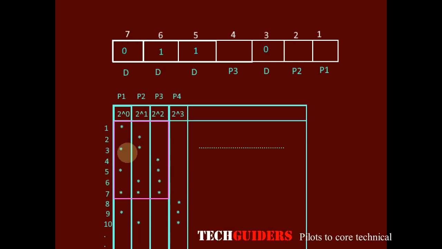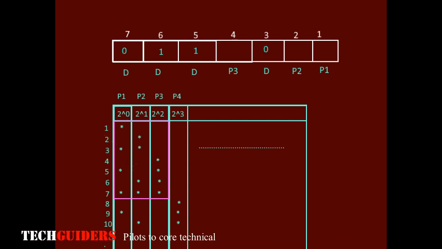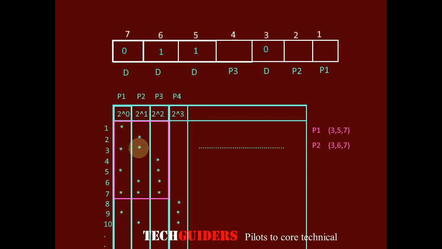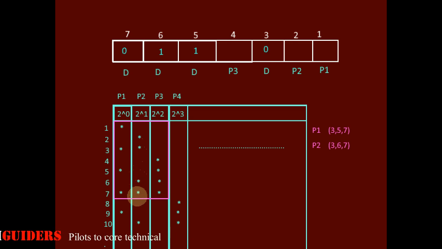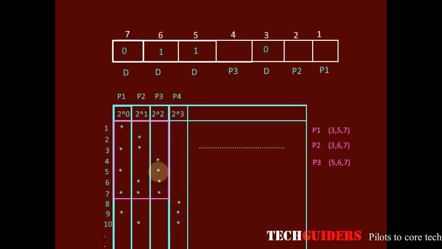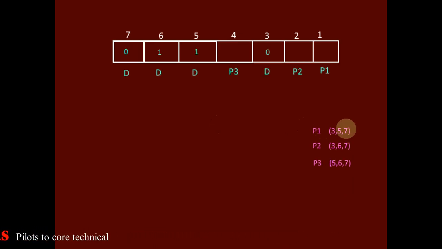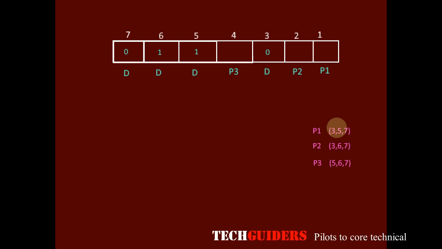So here we have only 7 bit positions, so we can see the parity bit at the position 1 will take care of bit positions 3, 5 and 7. And the parity P2 at the position 2 power 1 will take care of the bit positions 3, 6 and 7. And the parity P3 at the position 2 power 2, which is 4, will take care of the bit positions 5, 6 and 7. Now each parity bit will take care of their corresponding collection of data bits by calculating the parity by using either odd parity method or even parity method.